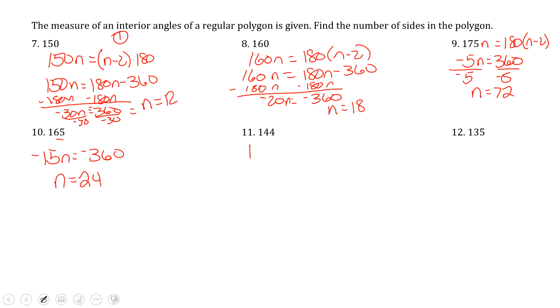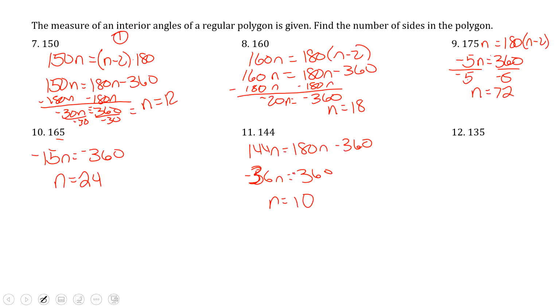144, 144n equals 180n minus 360. So when I subtract 180n from both sides, I'm left with negative 56n equals negative 360. Not 56, 36. That should be 36. Bad math on my part. So n equals 10. Sorry about that.